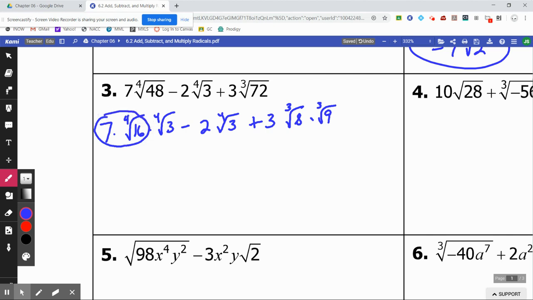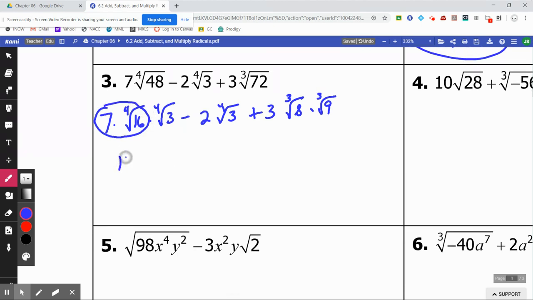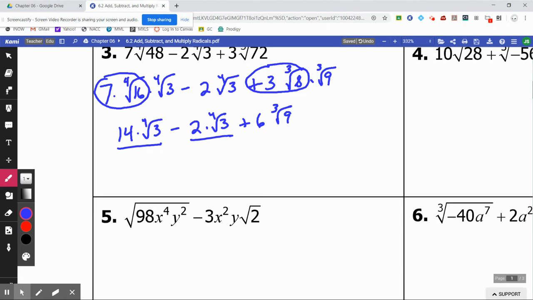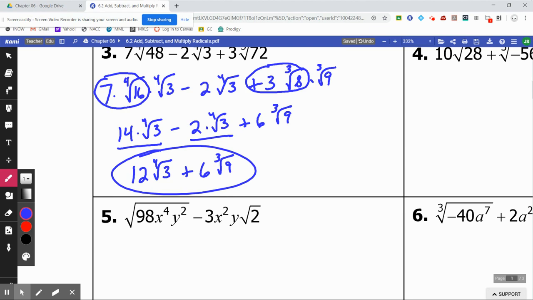7 times the 4th root of 16. 4th root of 16 is 2. So 7 times 2 would be 14, 4th root of 3, minus 2 times the 4th root of 3. And these, again, can clean up. That's 3 times the 3rd root of 8, or the cube root of 8 is 2. That's 3 times 2 is 6 times the cube root of 9. Okay, we have 2 like terms here. The index and the radicand are the same. 14 minus 2 gives me 12 times the 4th root of 3. However, this other one is not a like term with it. We cannot combine them unless they are like terms.